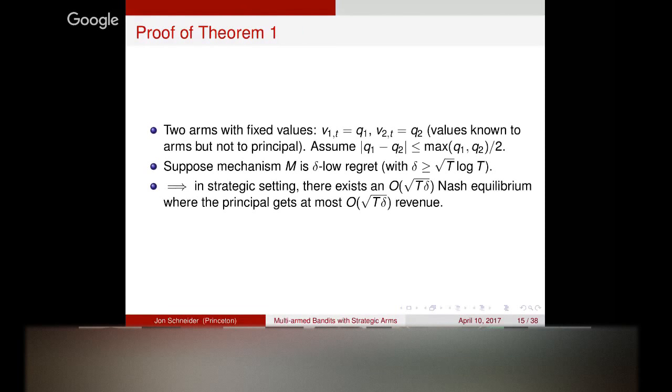So let's do a very simple case. We have two arms with fixed values. Arm one always gets q1 per round, and arm two always gets q2 per round. Let's also assume that the gap between q1 and q2 is at most a large constant, 1/2. This is the restriction on instances we have. And let's also assume that the mechanism M we're using is delta low regret in the adversarial worst case. We want to show that these two facts together imply that in the strategic setting, there's some square root of T delta equilibrium where the principal gets at most square root of T delta revenue.